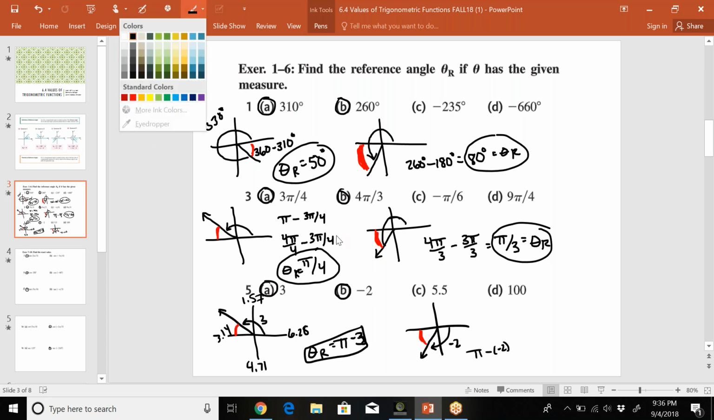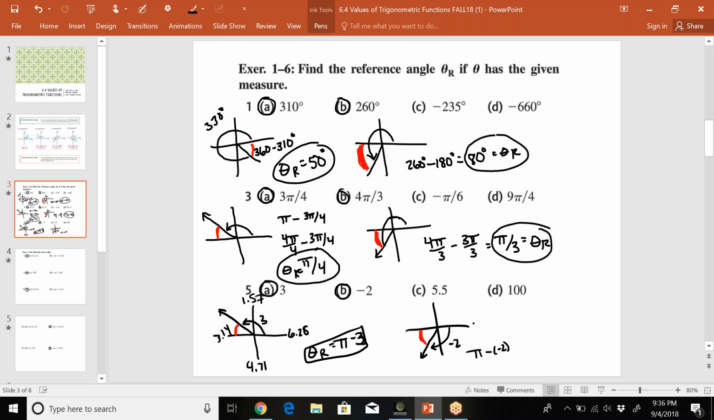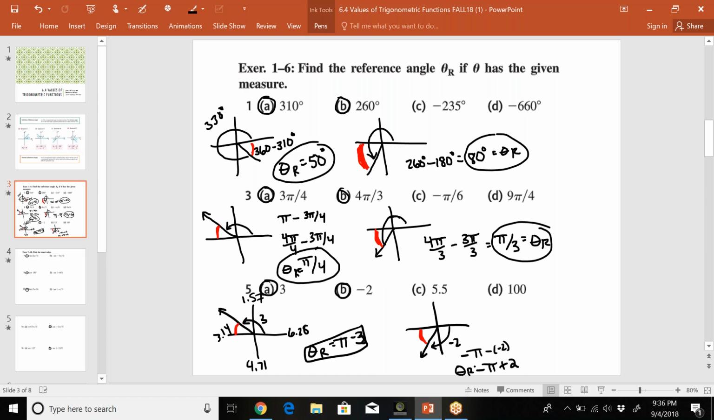So let me restart over on this last problem. Remember, we're going the opposite direction, so I actually missed one piece right here. This is -pi, because we're going in this direction, minus this little -2 part that we have here. So it actually ends up being -pi plus 2. So that's that theta reference angle.